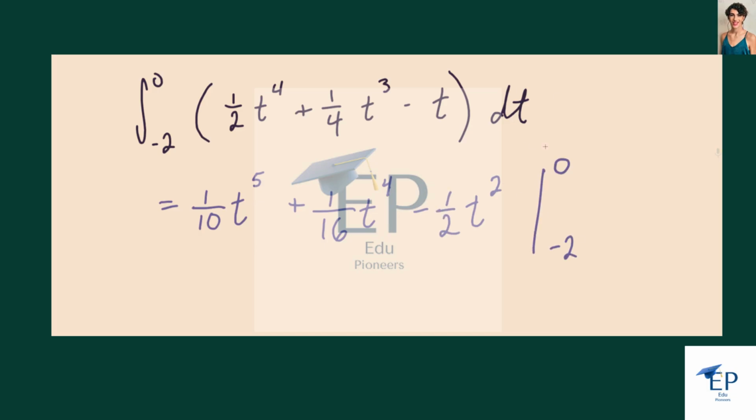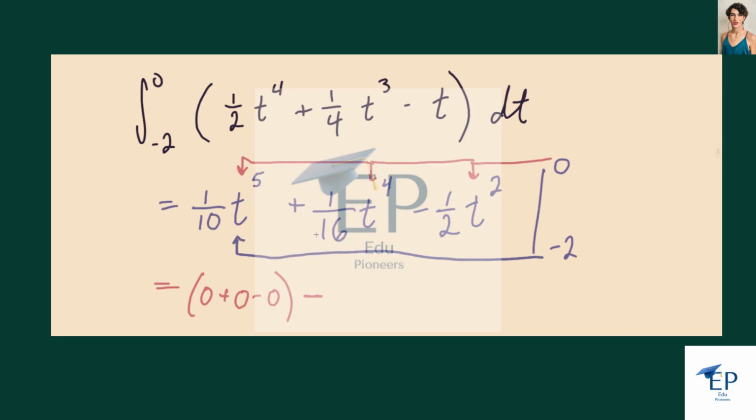Now, I think it's important, especially if you're new to this, to plug in your upper bounds for all of those. But 0 to any power is still 0. So we're looking at 0, because 1/10 of 0 is still 0, plus 0 minus 0. But I think it's important that you write that, because if you don't and you only plug in this lower bound everywhere, you might forget that you need to have a minus in front.